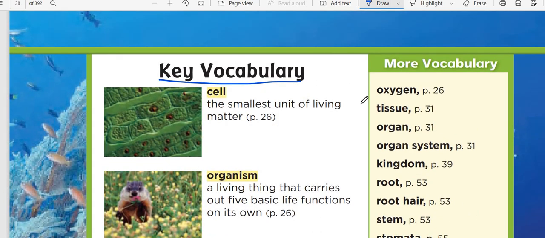So the cell is the smallest unit of living material. As you know, if we have a building, the building unit of the building is going to be what? It is going to be the bricks. So the cell is the building unit of any living matter. The building unit of the plant is the cell, the building unit of the human is the cell, the building unit of the animal is the cell.